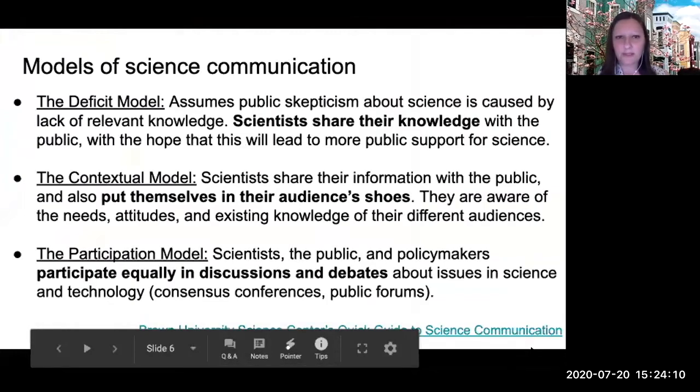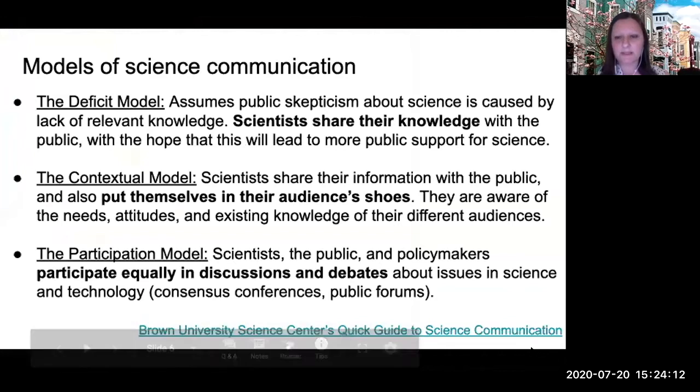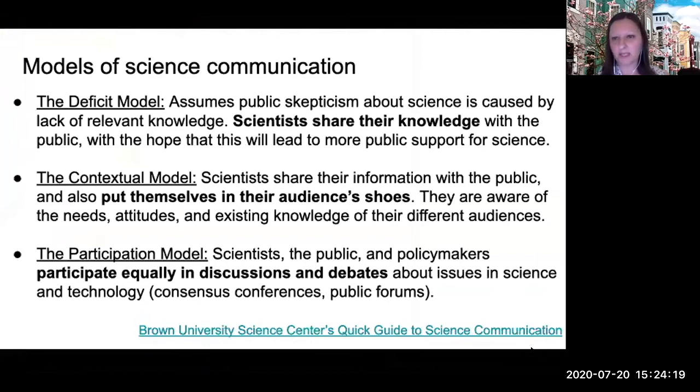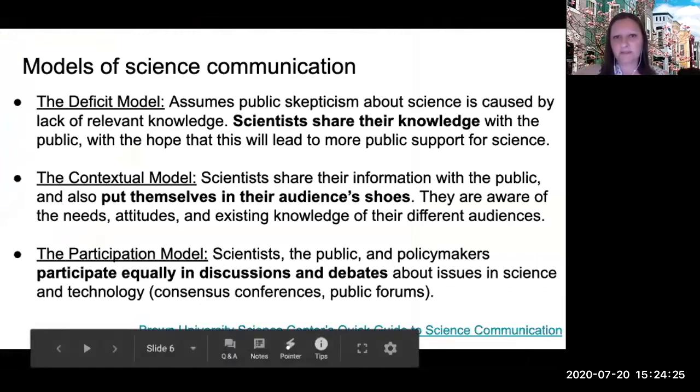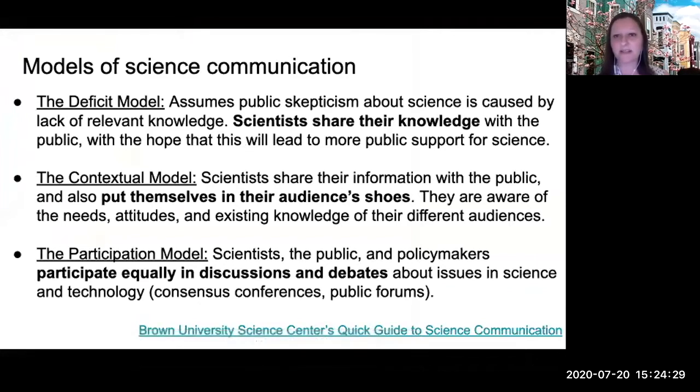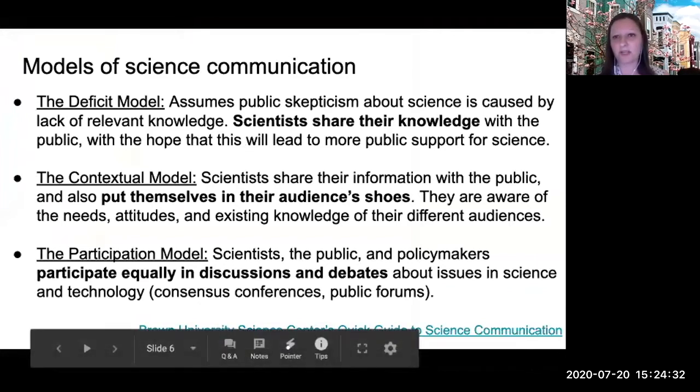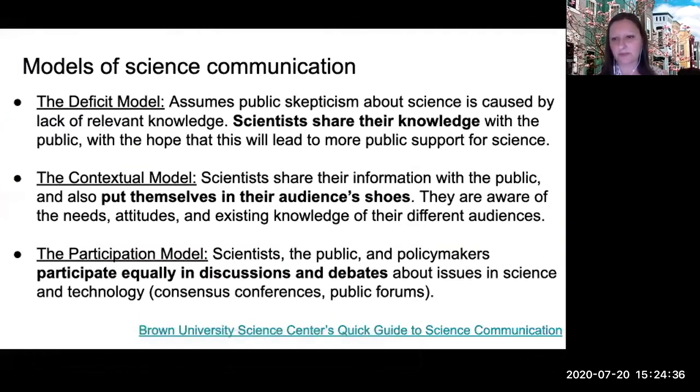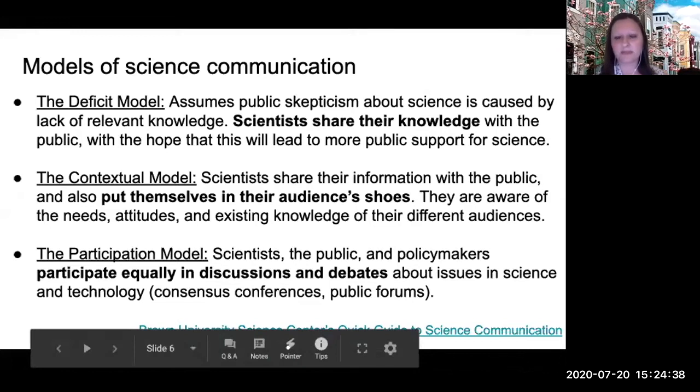So one thing to think about is how you want to frame your message. I thought this was an interesting guide from Brown in terms of different modes of communicating and where the gap is and how you fill that. One way is to think about this as the deficit model, which assumes public skepticism about science is caused by lack of relevant knowledge. And this is where scientists share their knowledge with the public. So you would actually inform about some scientific topic that they may have less knowledge about.